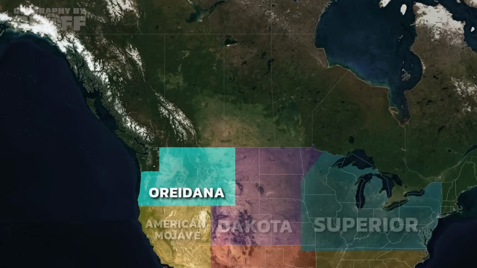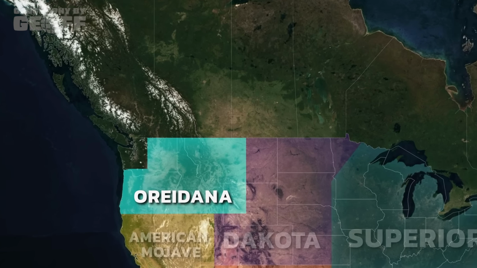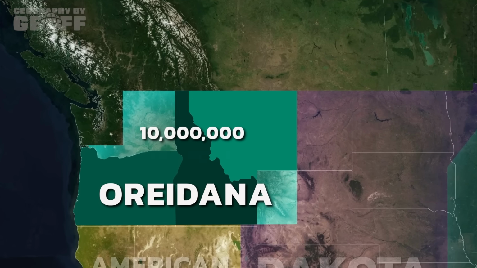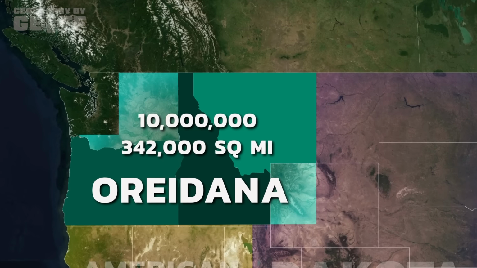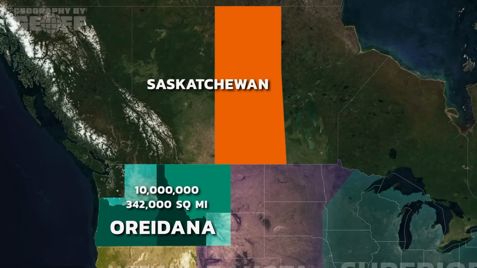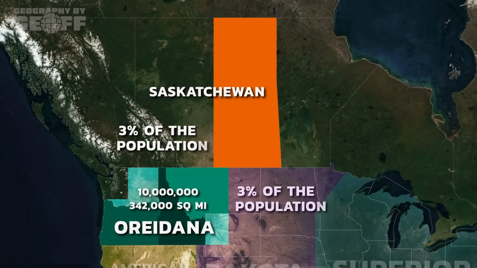West of Dakota is the province of Oridina, a fun mishmash of Oregon, Idaho, and Montana. This province, with about 10 million people on 342,000 square miles of land, is the United Provinces' answer to Canada's Saskatchewan, both of which make up about 3% of the population.